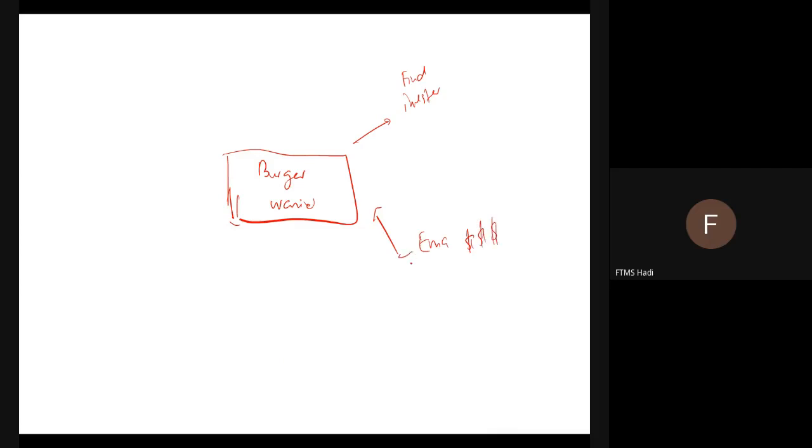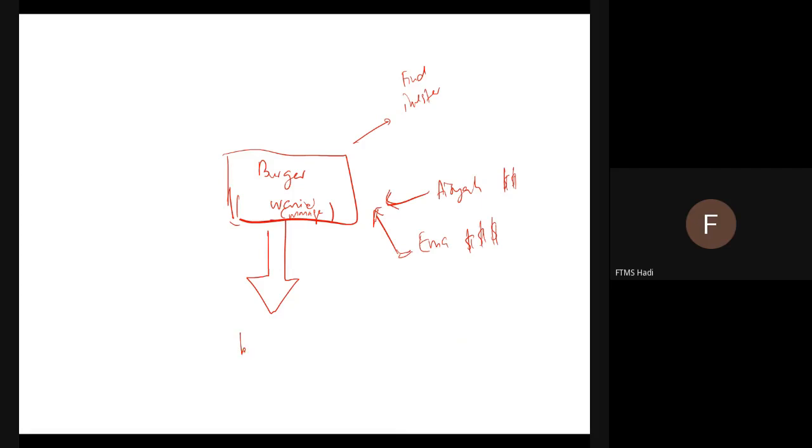Therefore, Burger Wani is not owned by Wani. Wani is only managing. But Burger Wani is owned by Emma because of her capital, her money. She is the one who injected the money into Burger Wani. Then let's say another partner who is interested in contributing capital, let's say Aisyah. Now Burger Wani is owned by Emma and Aisyah, and Wani is managing Burger Wani.